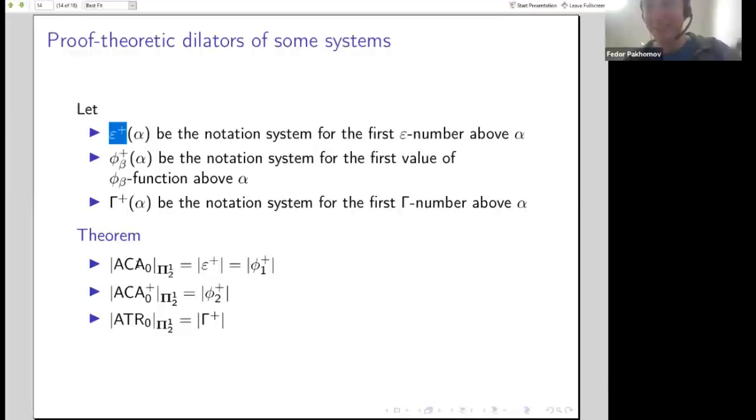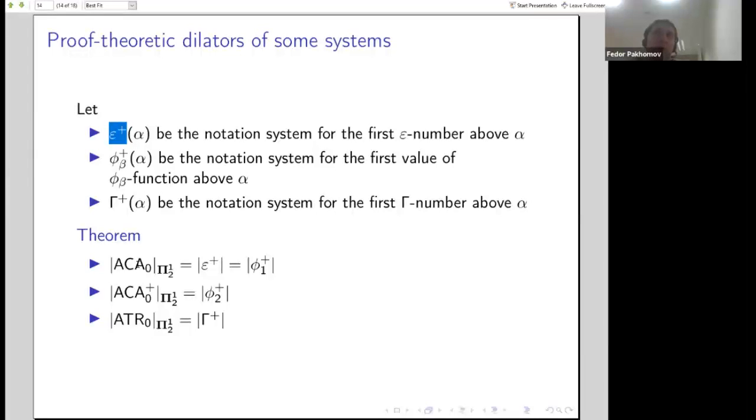So basically we don't do it by some reflection-based analysis, but rather we just use this fact. It's just a variation on the standard analysis of ACA0 plus a statement that something is well ordered. Okay, so ACA0 corresponds to this epsilon plus, then say ACA0 plus.